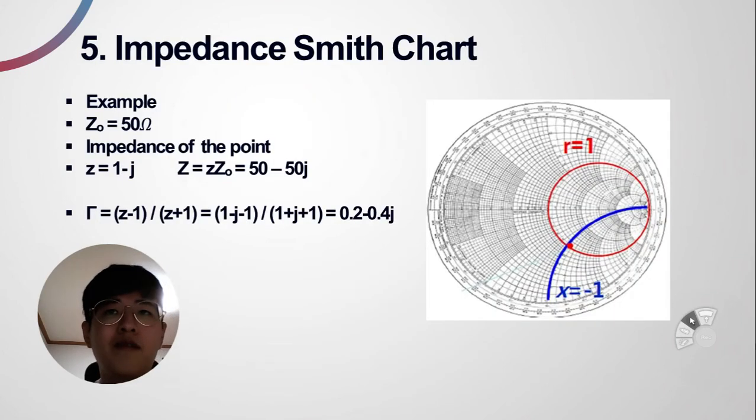For example, if Z0 is 50 ohms and a point is given in the Smith chart drawing, you can get 1 minus j by reading the Smith chart. And you can also get the reflection coefficient and the corresponding impedance.